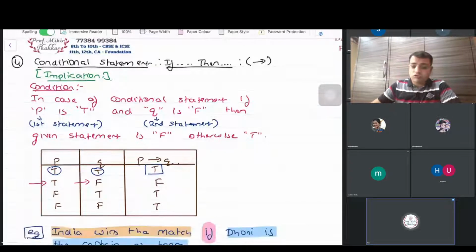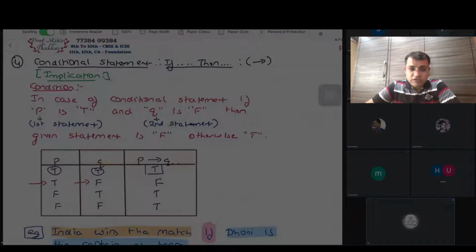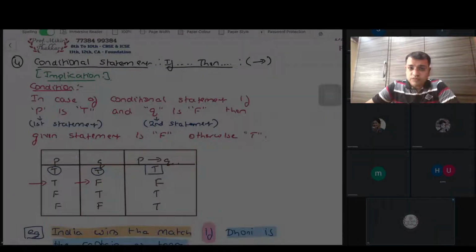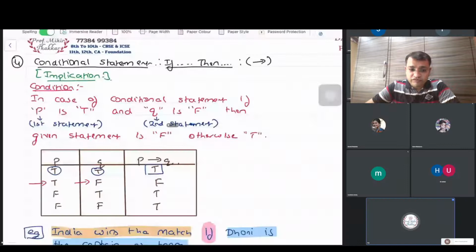So how do I find out the truth values with the help of a conditional statement? It's very simple. We have to just remember that if the first statement is true and the second statement is false, that is P is true and Q is false, then P implies Q is going to be equal to false. Otherwise, in all other cases, it is going to be true.